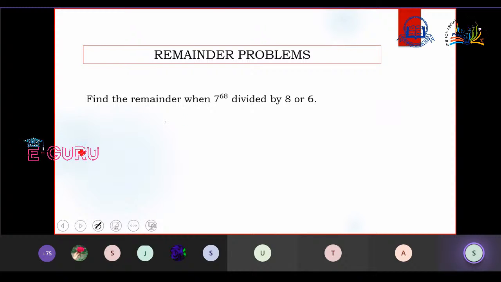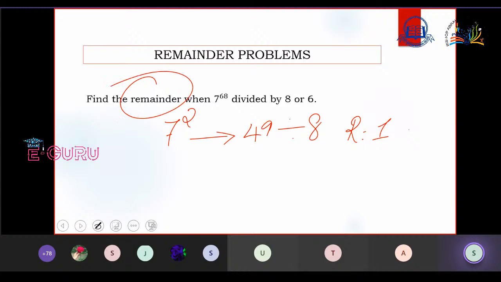So what we can do, simply we can take 7 square, right? 7 square is very easy for anyone. 7 square we know the value is 49. So what happens when we divide 7 square by 8 or 6? 49 divided by 8. We know that 8 into 6 is 48, and the remainder is 1. So we will get the remainder as 1. That is what we need to find out. We don't need the quotient, we need to find out the remainder only. Similarly, if 49 is divided by 6, then also the remainder is 1, right? 6 into 8 is 48, and the remainder is 1.